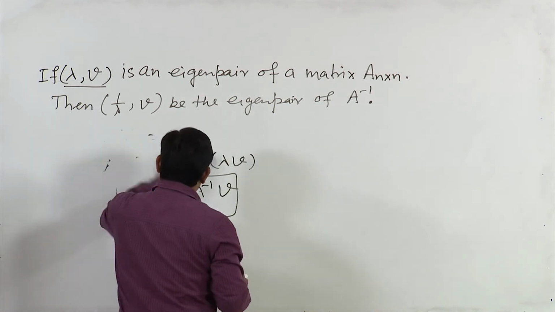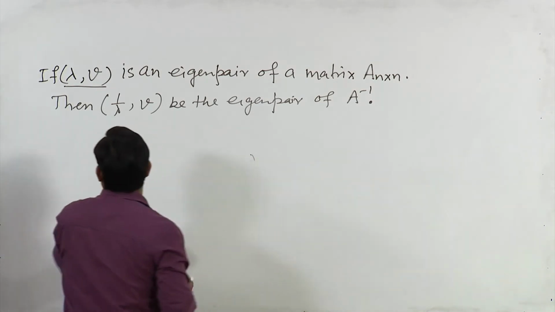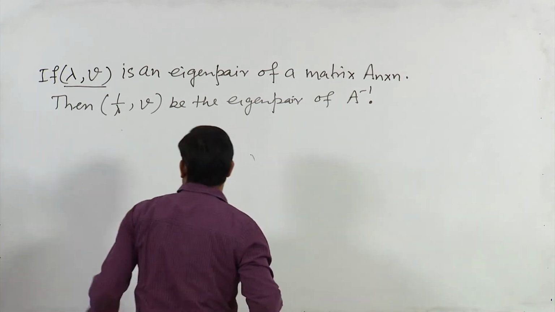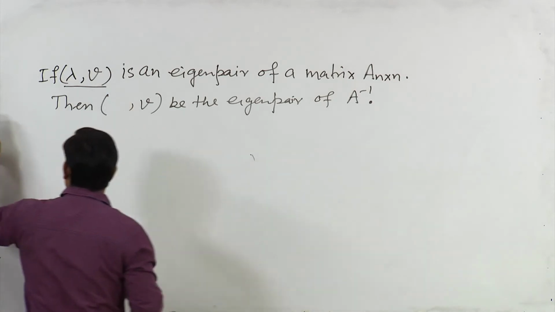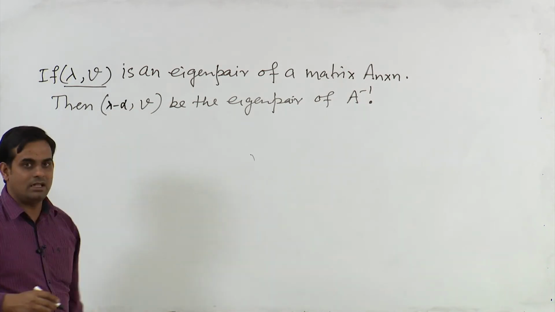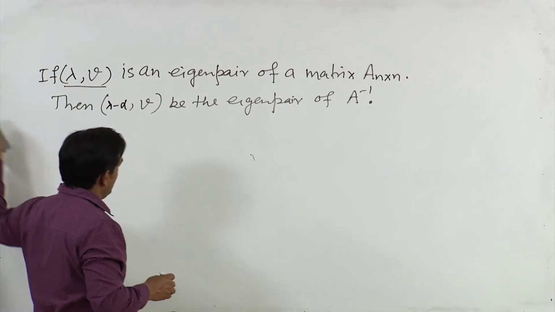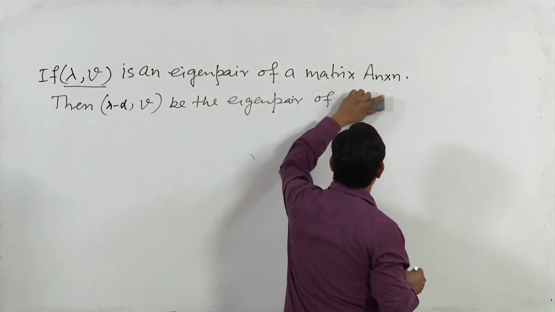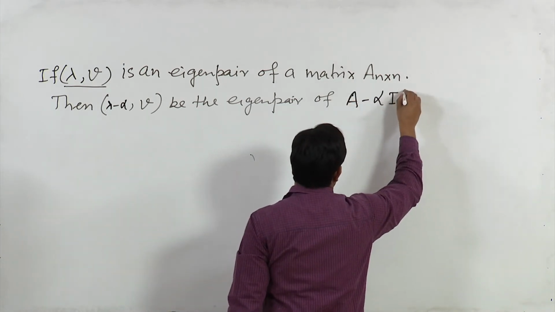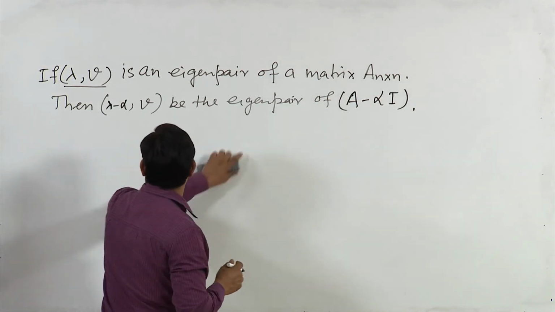The other result is that we shift the eigenvalue. It says that if lambda, V is an eigenpair of a matrix A, then lambda minus alpha together with eigenvector V will be the eigenpair of matrix A minus alpha I for a scalar alpha, and here alpha is not equal to lambda.